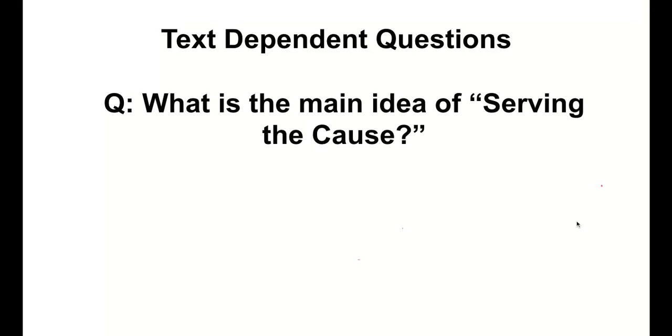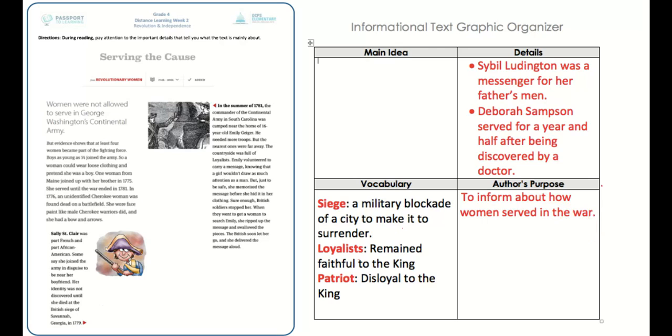Now, for our text dependent questions. What is the main idea of serving the cause? So I'm actually going to use a couple of things to help me figure this out. I'm going to use, of course, our text, but I'm also going to look at my already created 4-square model. So I've already identified some key details from our text that tell us more about the text, like the who, the when, the where, and the why, and the what.